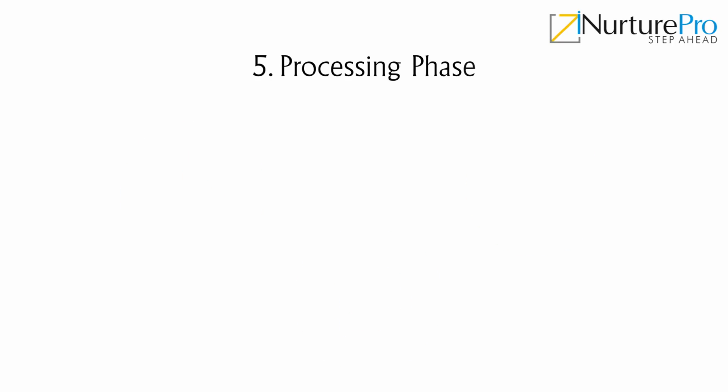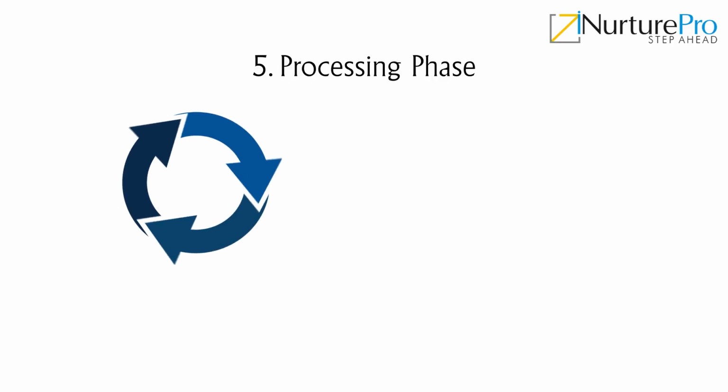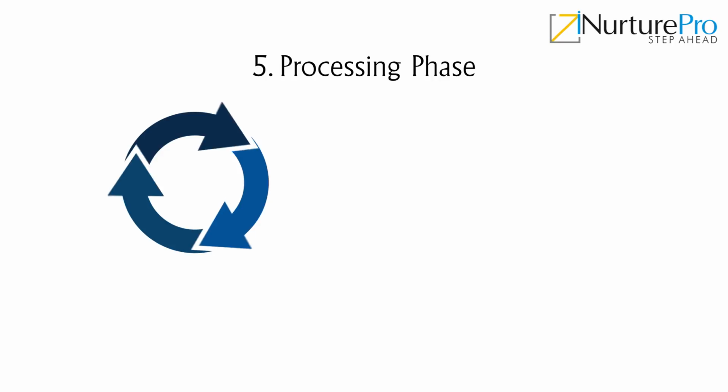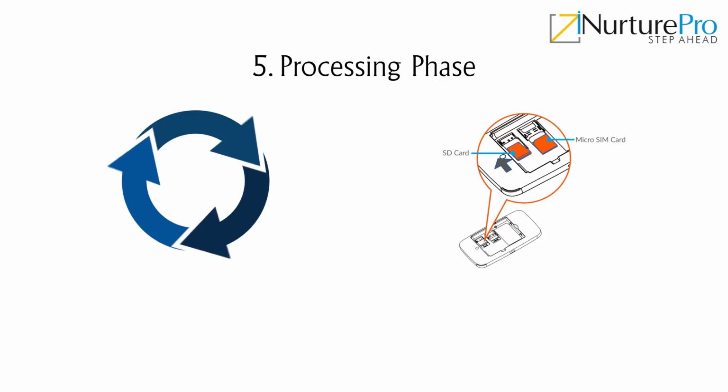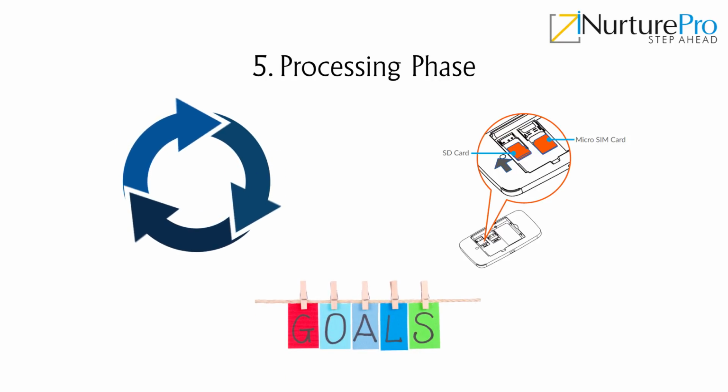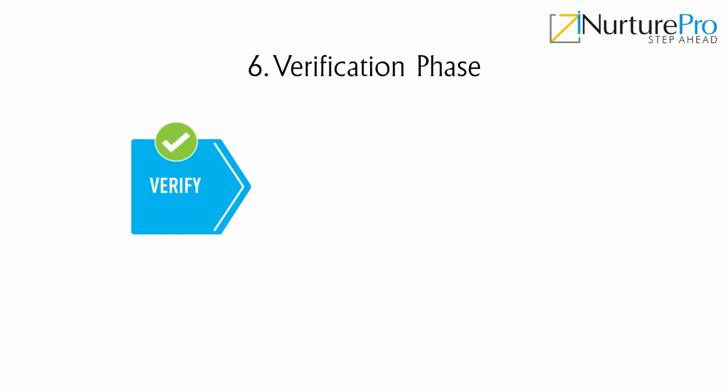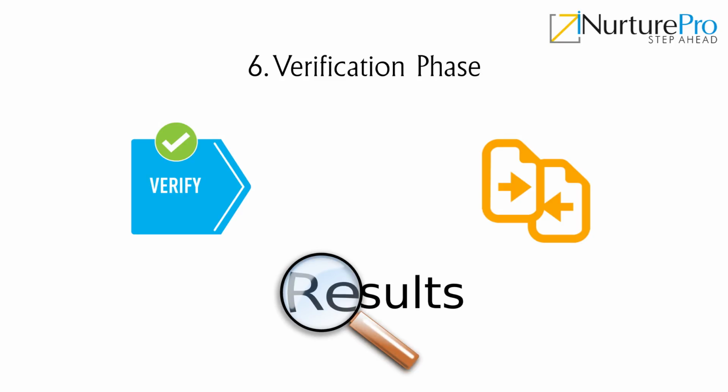The fifth phase is the processing phase. After isolating the device from other devices and the network, the actual process begins. Now, the data storage cards are also removed. The type of process depends upon the goals of the examination. Next, the verification phase. Here, the examiner should verify the extracted data. The verification can be done by comparing the data to the handset. Compare results if you use more than one tool.